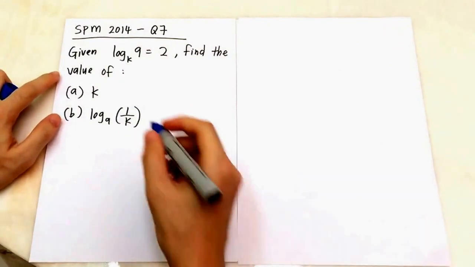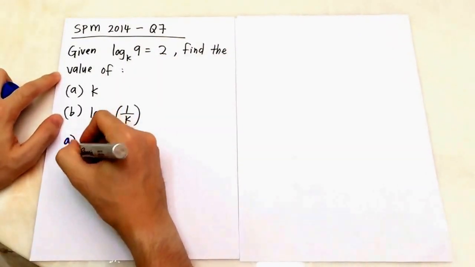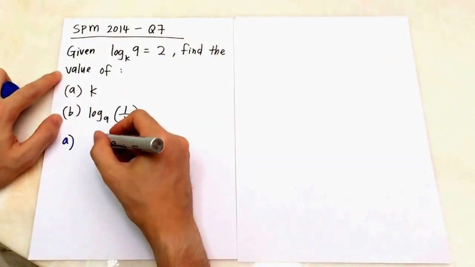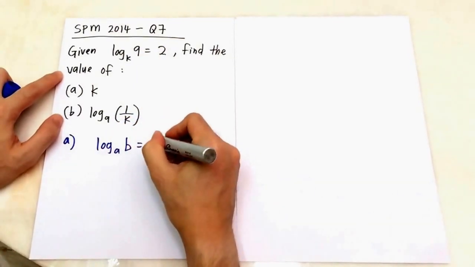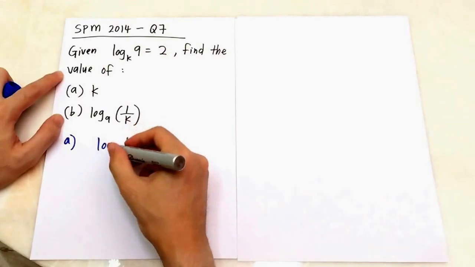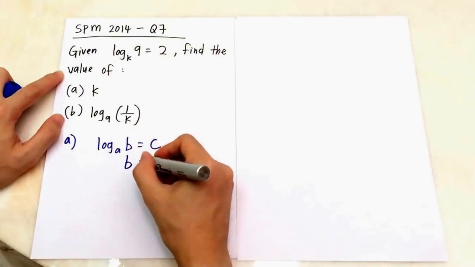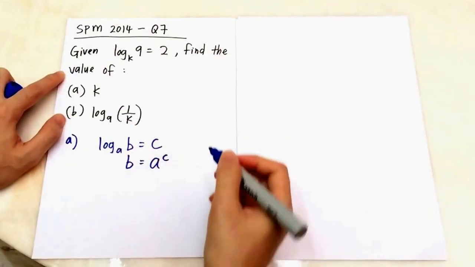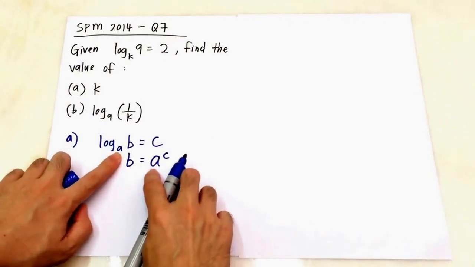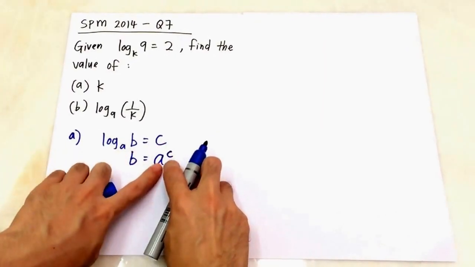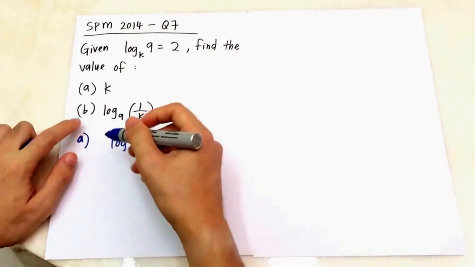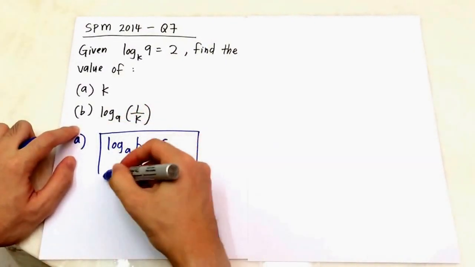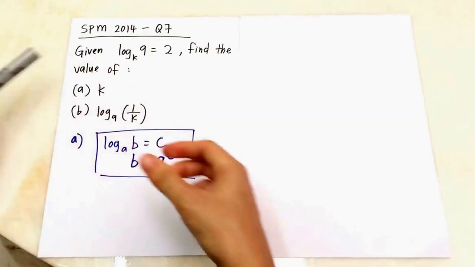I need to know one of the formulas in order to solve (a). I'm going to write out the formula first. It's something like log A B equals C. And then imagine you can move the log A to this side. It will become A power of C. So the A over here will become the base number, and the C over here will become the power of A. If you understand this law of log, you can easily solve this one.